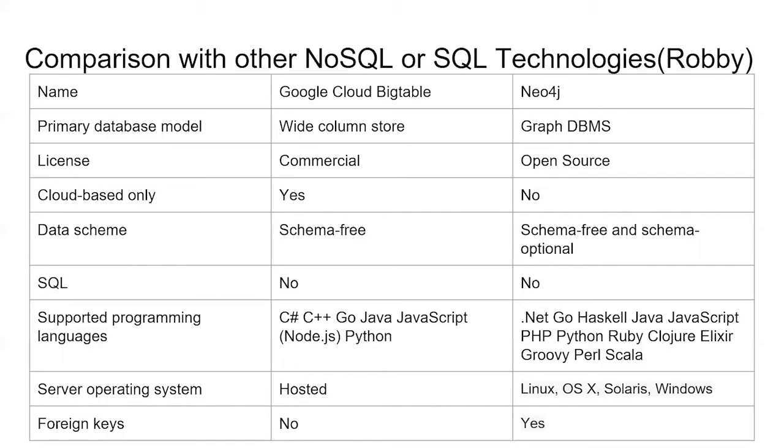Google Cloud Bigtable is schema-free. Like other NoSQL technologies, Neo4j is also schema-free, but Neo4j is schema optional as well. A schema in Neo4j refers to indexes and constraints. It is not necessary to create indexes and constraints. You can create nodes, relationships, and properties without defining a schema upfront. Neither of them supports SQL since they are both NoSQL.